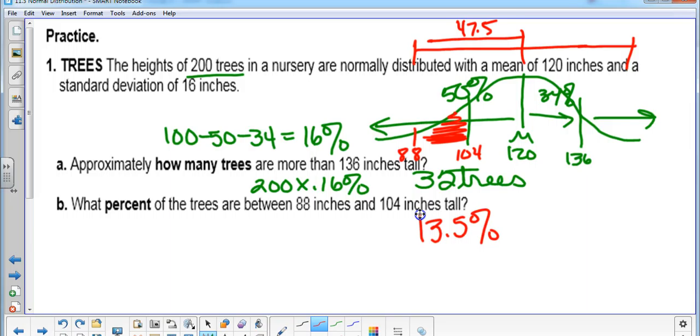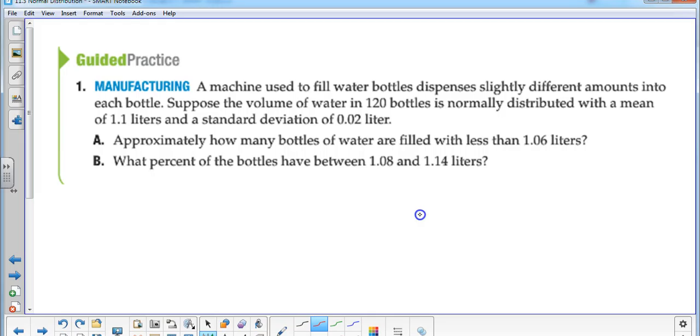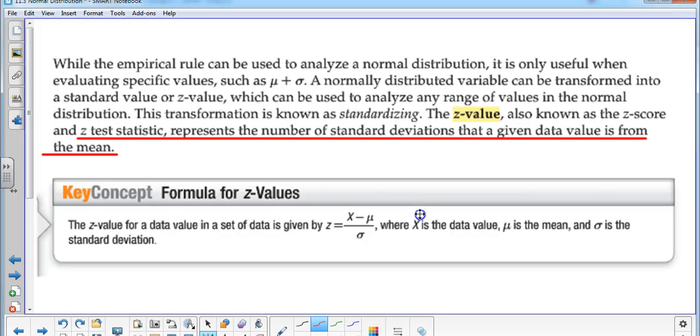All right. The numbers we were given in those 2 examples fell right on a standard deviation line. Did you notice that? Okay. I didn't ask how many trees were between 85 and 106.8, right? I asked numbers that were right on the standard deviation lines. When you are not given numbers right on the standard deviation lines, you use what's called a z-score. A z-score is really helpful.